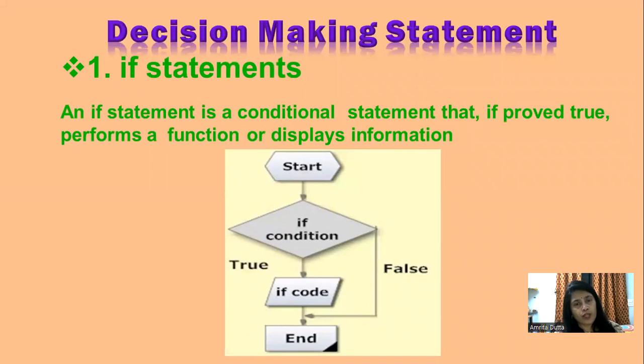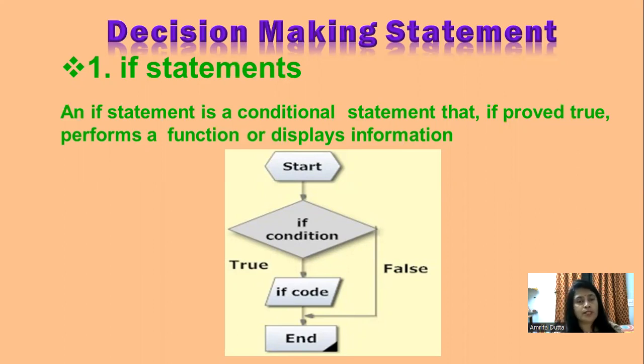Look at this flow chart. We start with the program. We have the if condition. If it is true, then the if code gets executed, and some set of statements will be executed. If the condition is false, then it will go to the end of the program. So that means nothing will happen. It will just go to the end of the program.